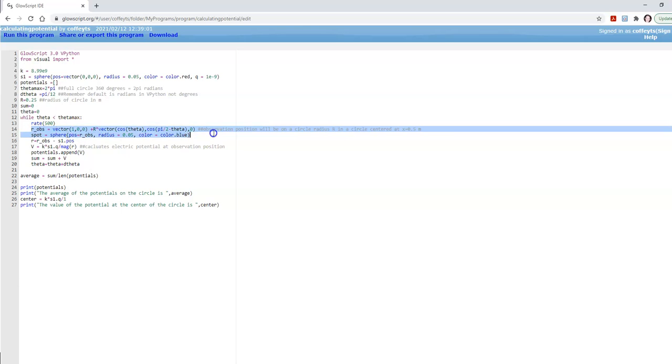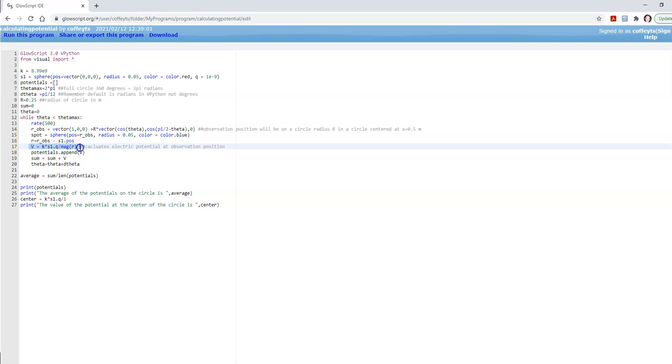My observation points are going to be little blue circles so that you can see where I'm observing. Then for each one of those observation points, I calculate my voltage, or my electric potential. And then I add that potential to my list, which I created, and I also add that potential to my running sum so that I can find my average. And then I exit my while loop once I get theta to 2 pi. Then I calculate my average.